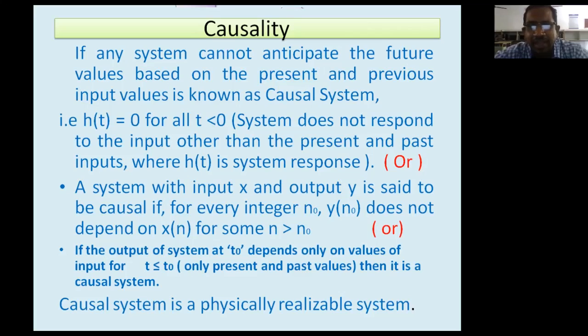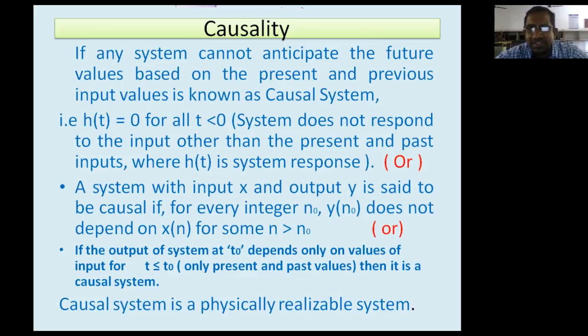We can define the causal system in three ways. These are ways in which we normally define the system. The definition is the same, but the way we represent the system is different. So we can use these different definitions of a causal system in different contexts. Okay, let us look into this now. If any system cannot anticipate future values based on the present and previous input values, it is known as a causal system. A causal system won't anticipate the output response based on future inputs; it depends only on the present and the previous inputs of the signal.